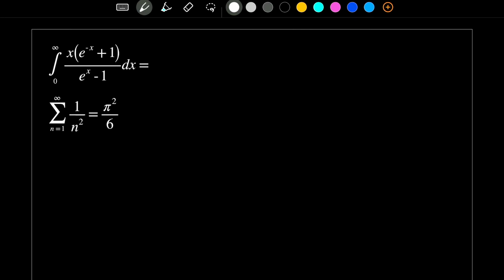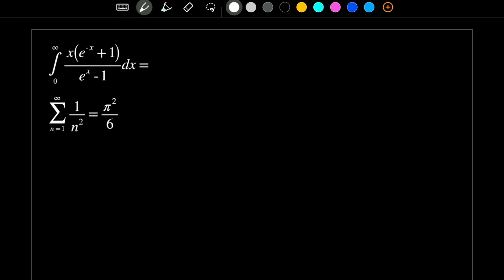Now, it is part of a family of integrals that relate to the Basel problem, which is the sum from n equals 1 up to infinity of 1 over n squared. This is a very famous problem. We're not going to prove it because it's pretty difficult, but we're going to use this as a fact.